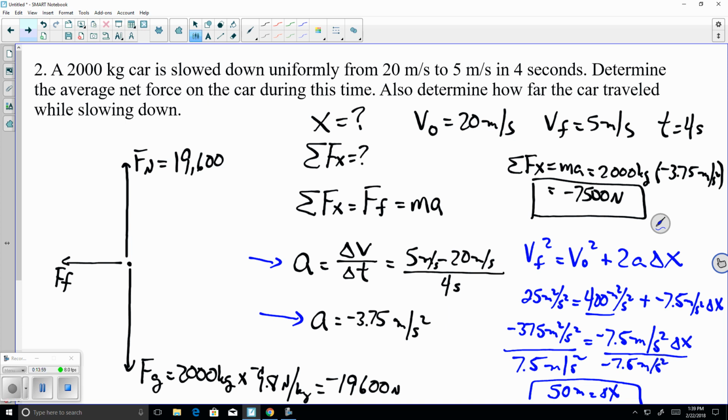That we could put back in to this formula right here, which we did here. And we took our 2,000 kilogram mass times minus 3.75, came up with a sum of forces of minus 7,500 newtons. Then I went to look for a formula that had x in it, and again, we could use either the second or the third. We have all the variables for both. I just chose one and plugged in the values I had and solved for delta x, and I came up with 50.